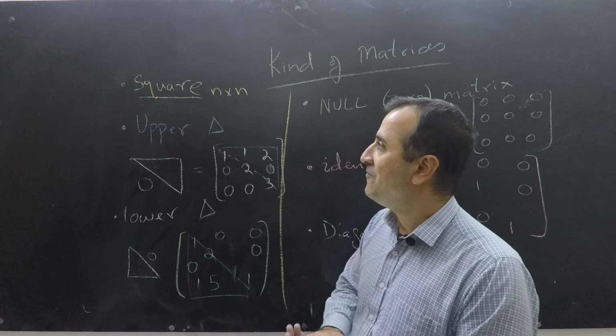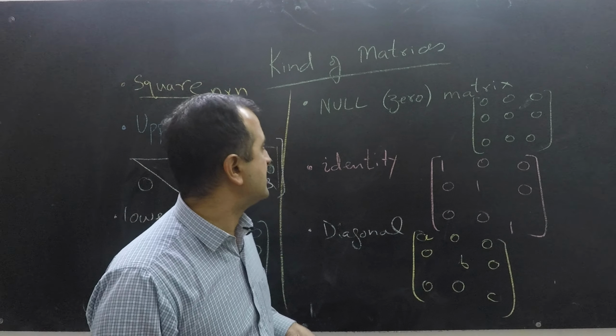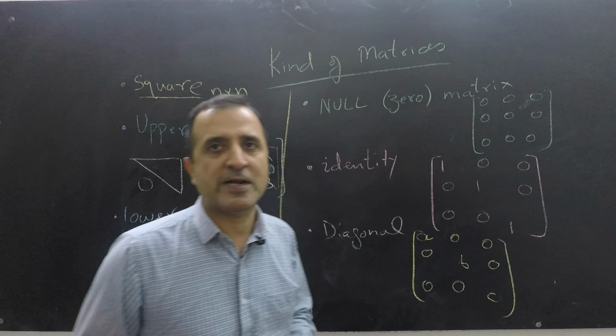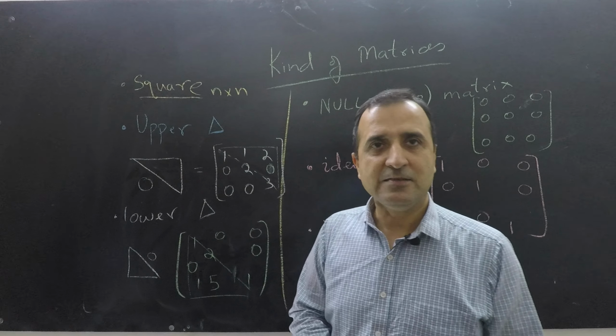So now we have learned about how many types of matrices: 1, 2, 3, 4, 5, 6 types of matrices. All right, makes sense? Yes.